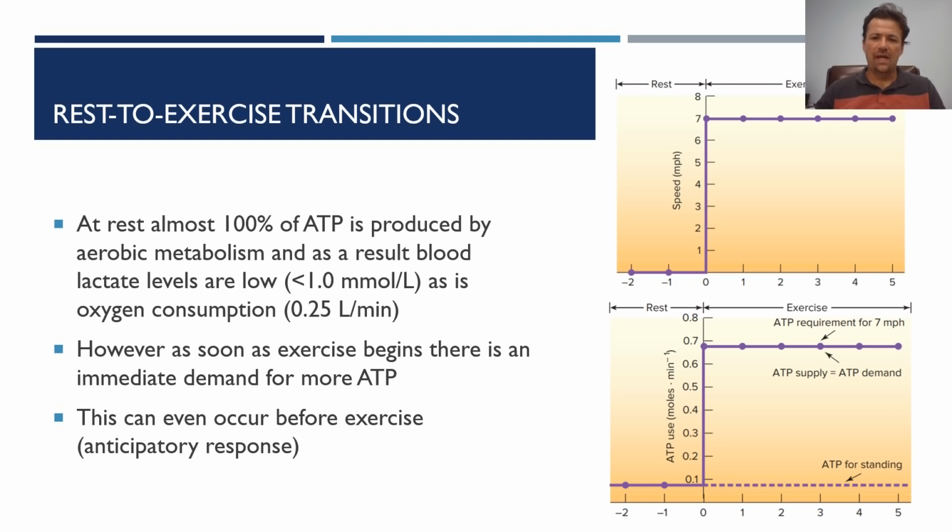But you can see on the diagram on the right that as soon as we start to exercise, the demand for ATP immediately goes up, and our body has to begin producing or finding ATP from nowhere. And actually, sometimes that demand occurs before exercise due to an anticipatory response. This might especially occur if exercise is associated with something highly significant, like the final of the 100 meters at the Olympics or a big game that an athlete is about to take part in.